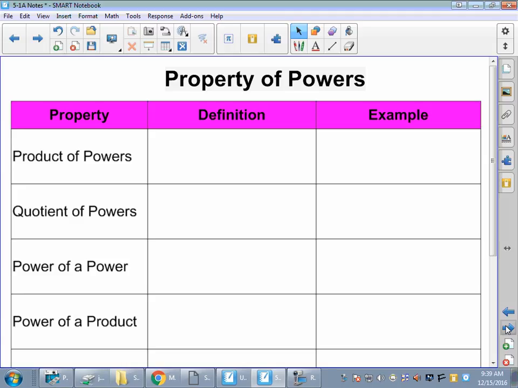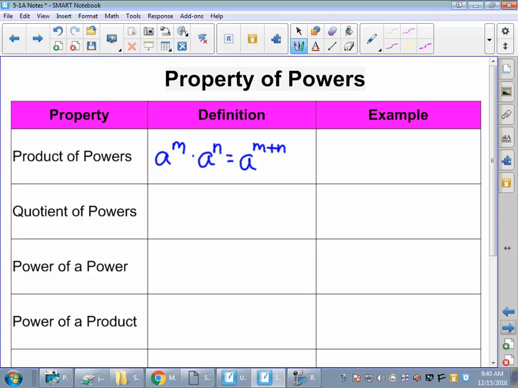The product of powers is basically telling us that if you have a to the mth times a to the nth, a to the m plus nth. Okay, that is the product of powers. So if you're multiplying and you have a common base, you just add the exponents.